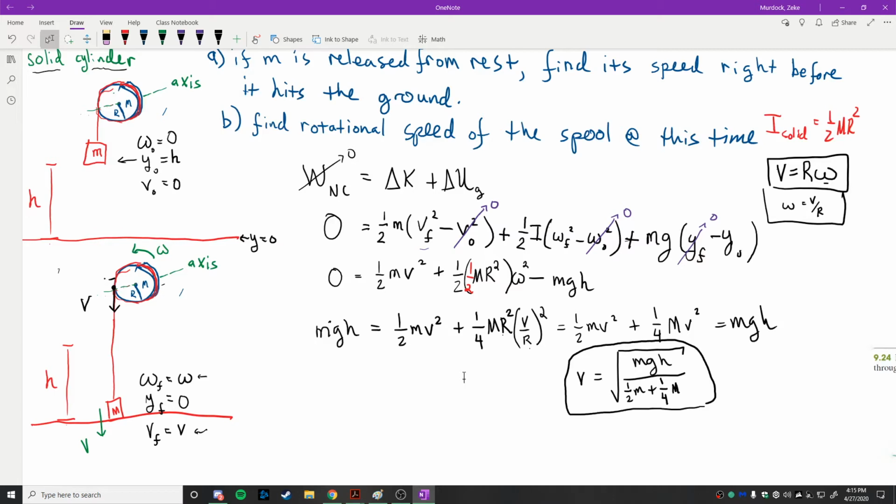Yep, big M's the spool. That's right. Big M was the spool and little m was the, I guess it's not super clear. Yeah, but that's big M. Make it a little bigger.